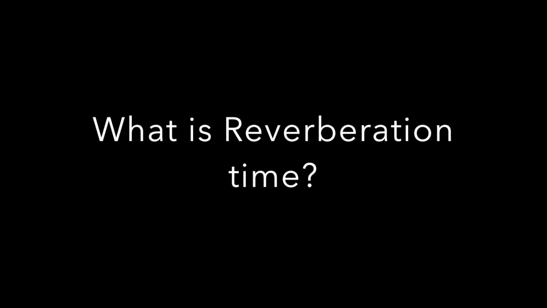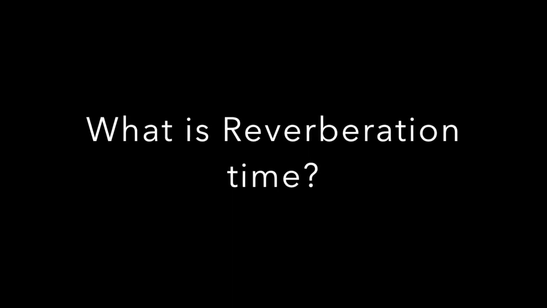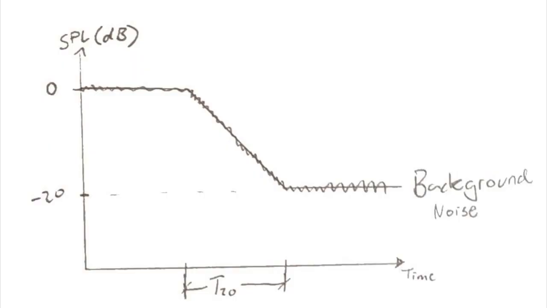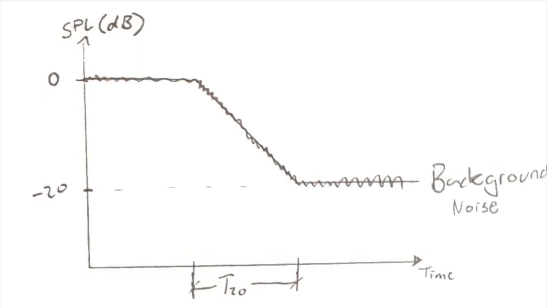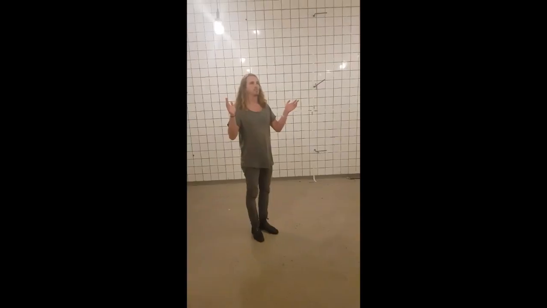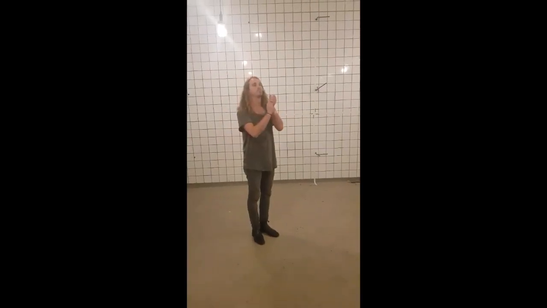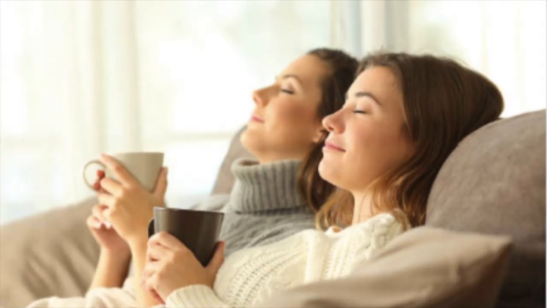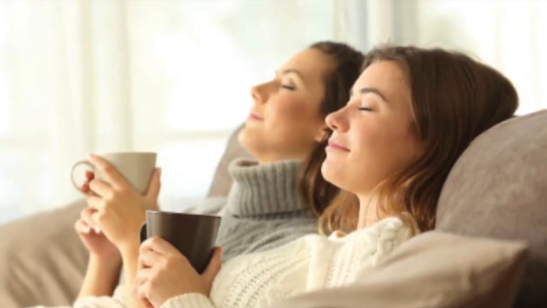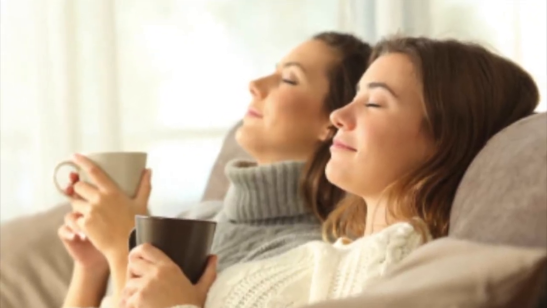Reverberation time is a measurement of the time it takes for the noise level to drop by 60 decibels from the initial noise level. Reverberation time is an important parameter when it comes to room acoustics and the comfortability of the room, as you don't want noise to echo too much and don't want it to die too quickly either, as this may give the room a dead and uncomfortable feeling.